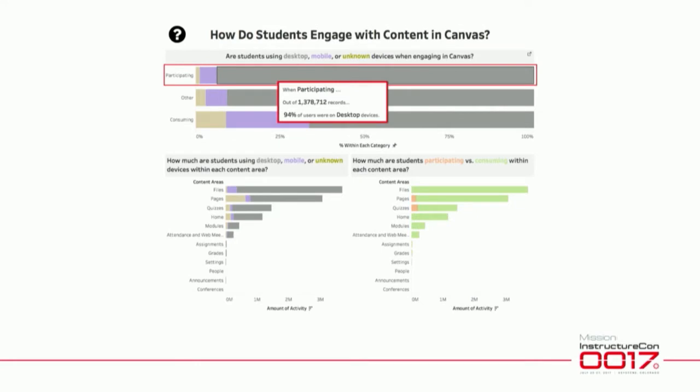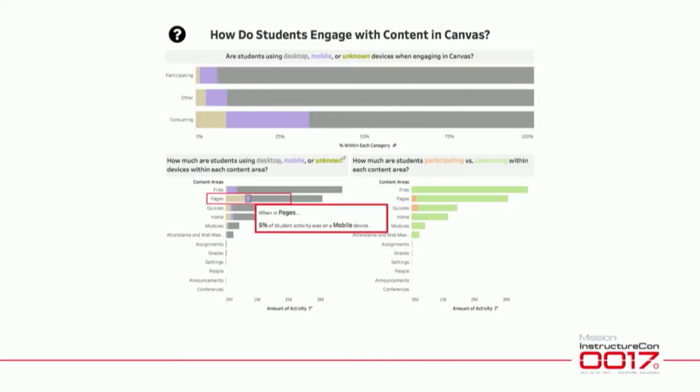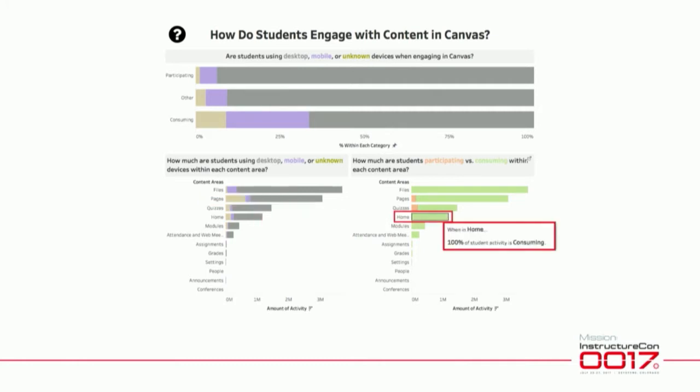If you hover over the dashboard, you get tooltips that pop up to give a little more information. The visualization is really great because your eye can perceive what's going on really quickly, but if you want the numbers, you hover over and you get these tooltips. So for example, in this course, when participating, out of about 1.3 million records, 94% of use was on a desktop device. You can maneuver around the dashboard, hover over some things, engage a little bit, and get more of these details.